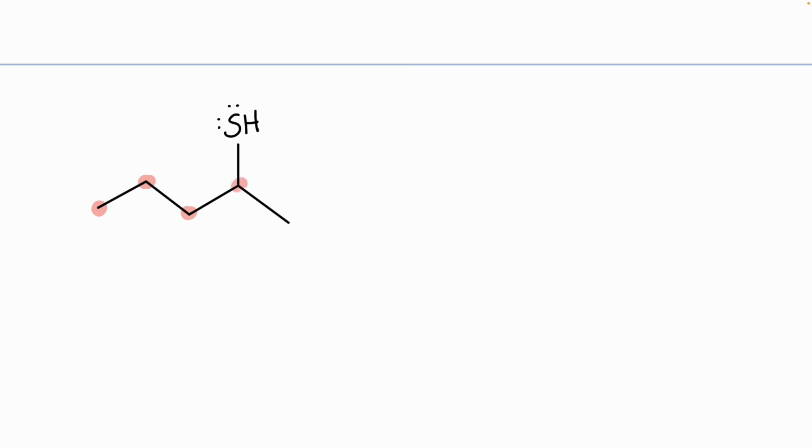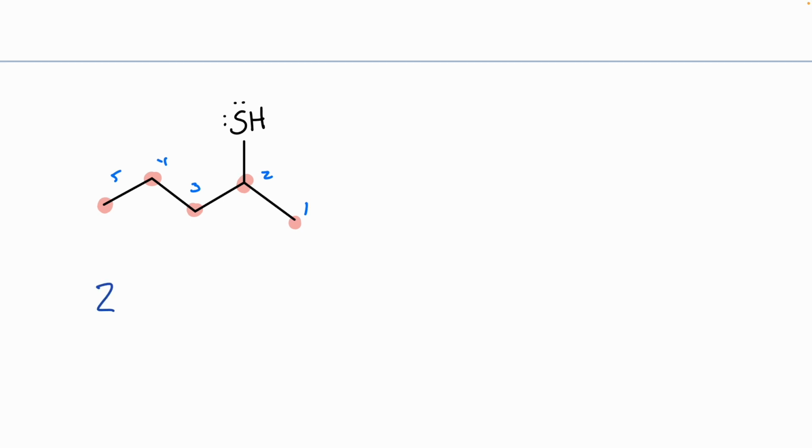All right, we have these 5 carbons in my parent chain. I'm going to number my parent chain so that that thiol group gets the lowest possible number. So this would be 2-pentanethiol. All right, again, I keep that E in my name so that I'm not running 2 consonants together. Pent because there's the 5 carbons, pentane because it's all single bonds, and then that suffix thiol because of my functional group.